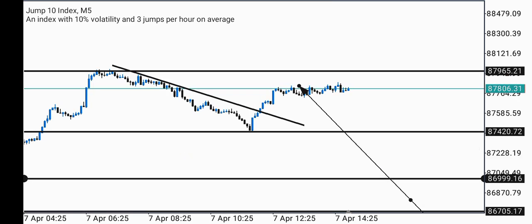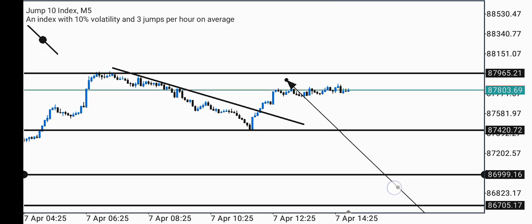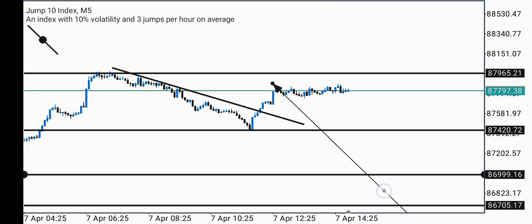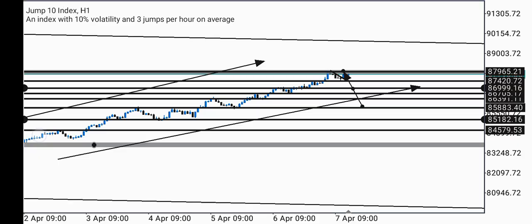Please guys, anything you don't understand, comment and I'll reply. Now for me to get this entry, I need to see a break of this particular trend on the 5 minutes, and this is where my entry comes from. A change of structure on this 5 minutes time frame, and I'm buying the market, and I bought the market. That's where I got the profit that I got now.